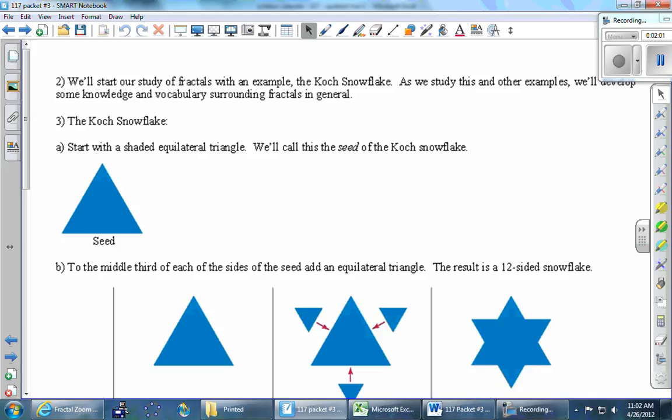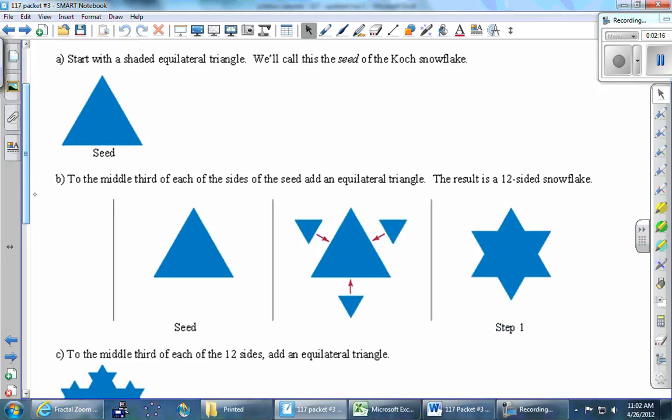Okay, so here's our first example of something called a fractal. The word recursive is here, so we're going to be doing something over and over again. So you start with an equilateral triangle, and that is called the seed, the starting point. And then what we're going to do is a process. We're going to take each of the sides of this equilateral triangle, and we're going to add an equilateral triangle on top of it. What you're going to do is break this triangle up into thirds. Like each of these sides can be broken up into 3 equal pieces.